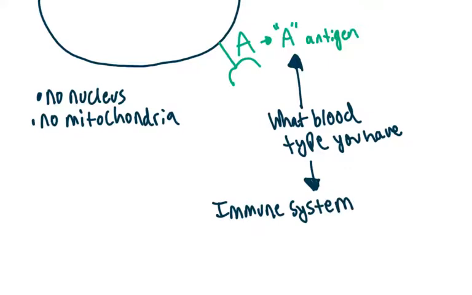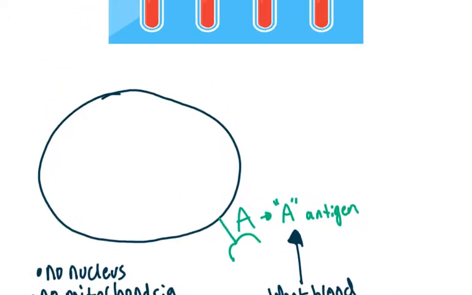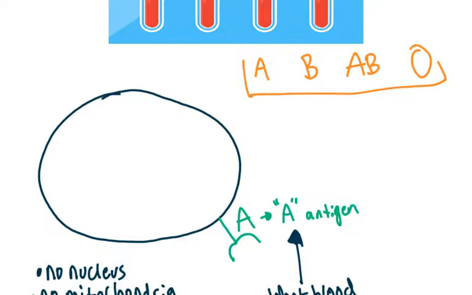So if you're type A blood, you have an A antigen, but we didn't even go over the four types. The four blood types that we have in the human body: you can either be type A blood, you can be type B blood, you can be type AB blood, and you can be type O blood. These are the four blood types that you can have.